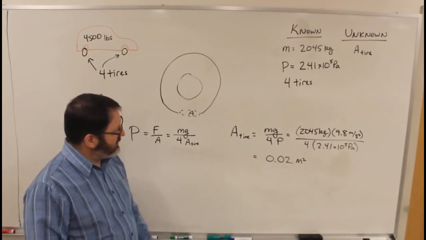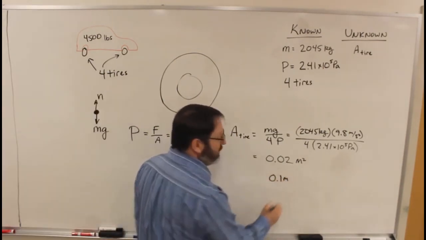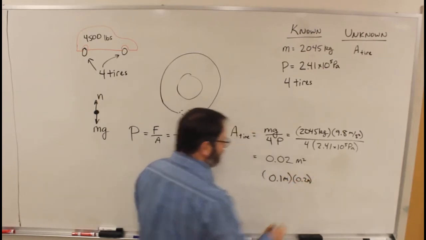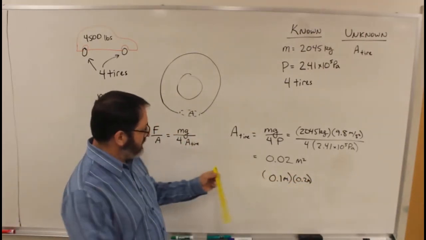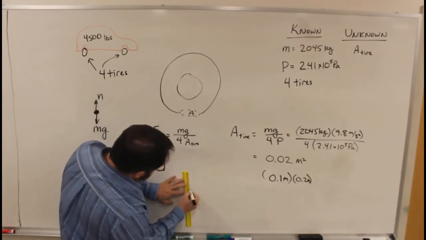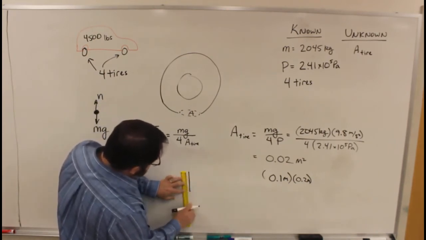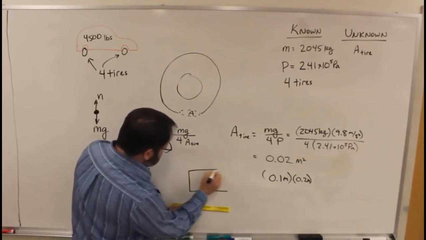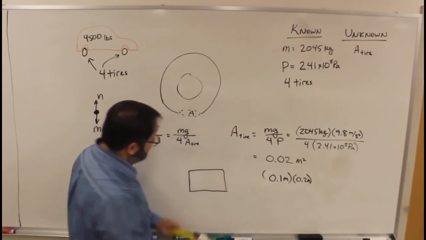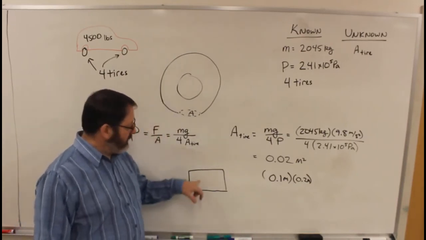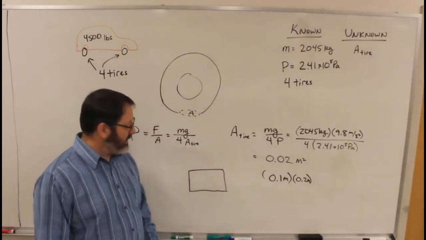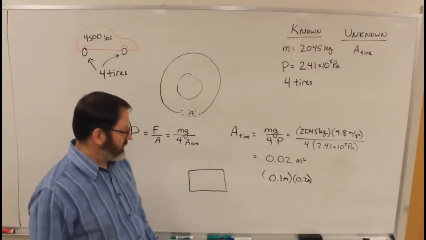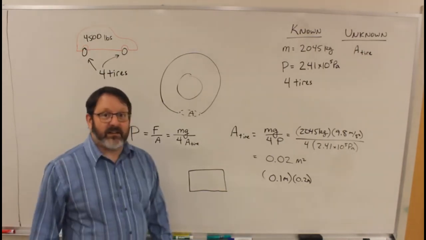Does that make sense? I could get that by multiplying 0.1 meters times 0.2 meters, right? 0.1 meters times 0.2 meters, that's 10 centimeters. So about this much, times by 20 centimeters, about that much. That looks fairly reasonable for the amount of a tire that's touching the ground at any point in time. So this looks like it's a reasonable answer. That's the area of each tire touching the ground.